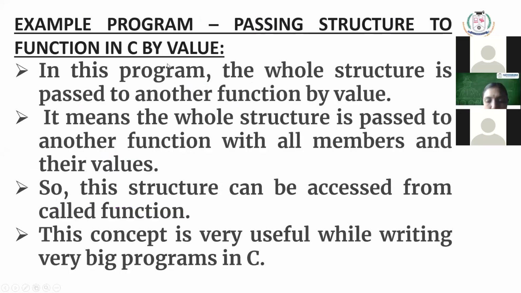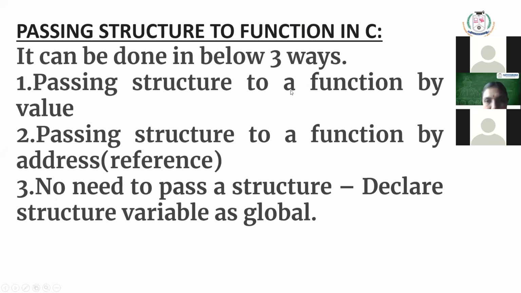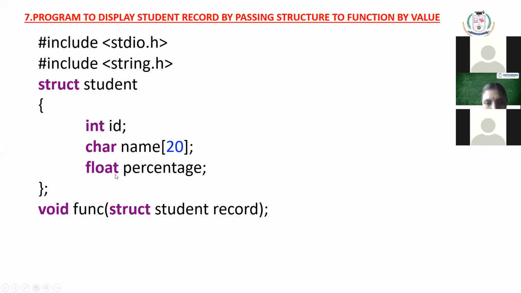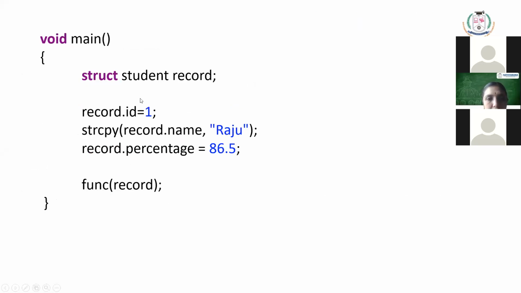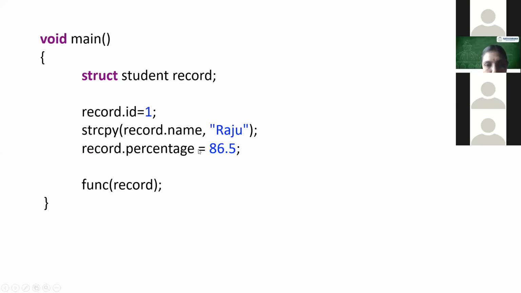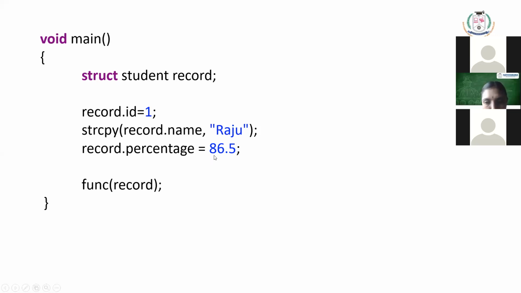This is an example for passing a structure to a function by value over here. So here I am passing the values: record ID is equal to 1, Raju, its value, and 86.5, right?